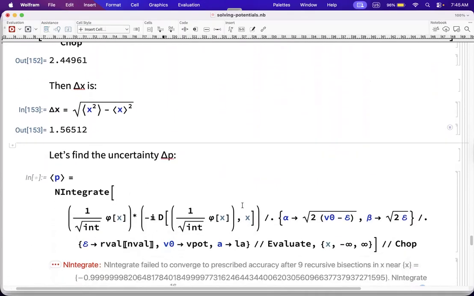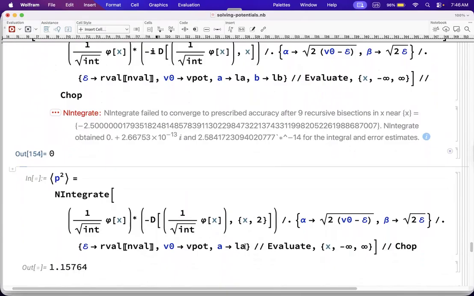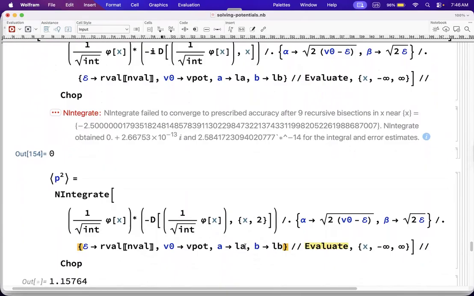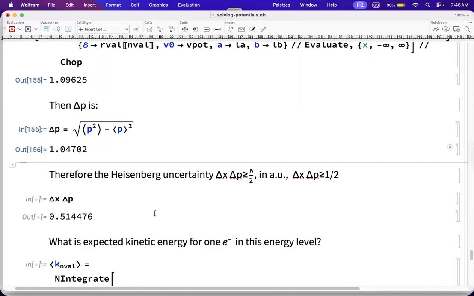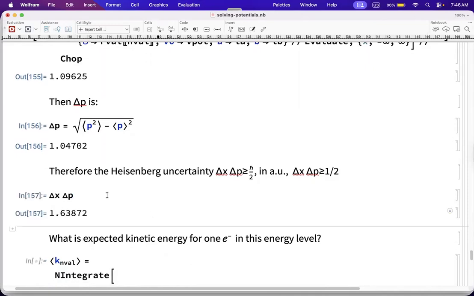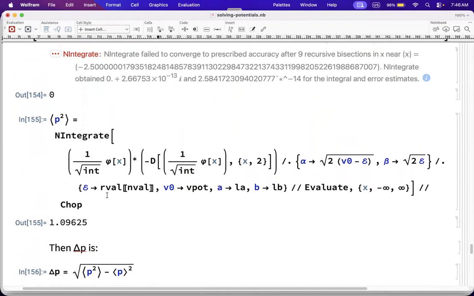The uncertainty on the momentum, please. You just have to add this. That's the easy part of this. The uncertainty in the momentum is this, and therefore the Heisenberg uncertainty is 1.6. You see? This is for the first level.